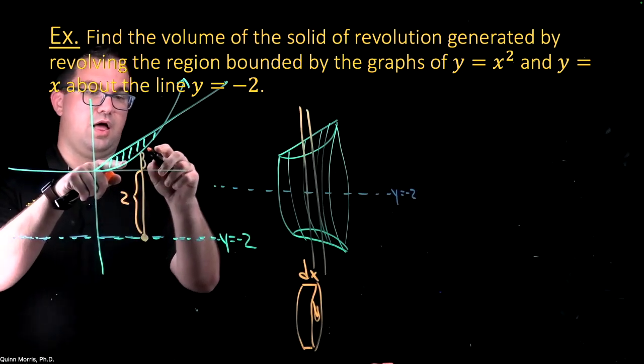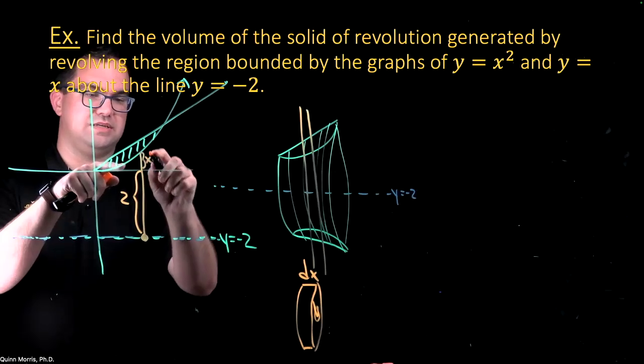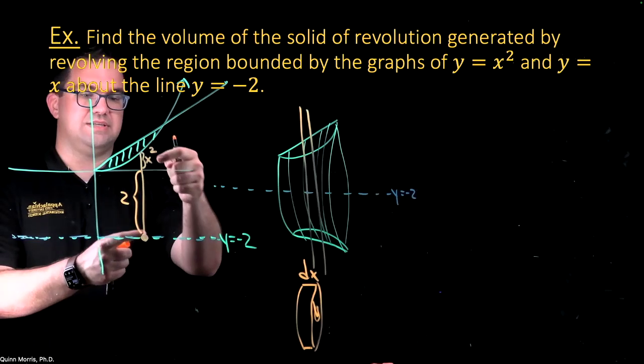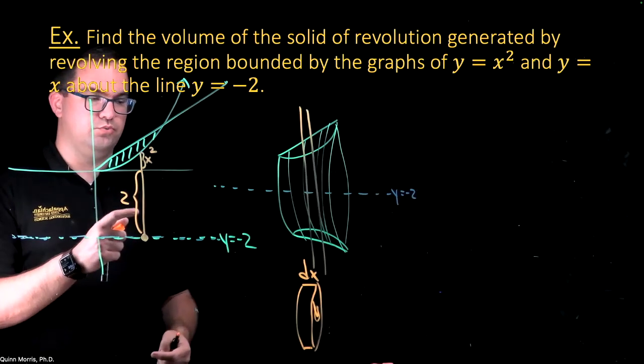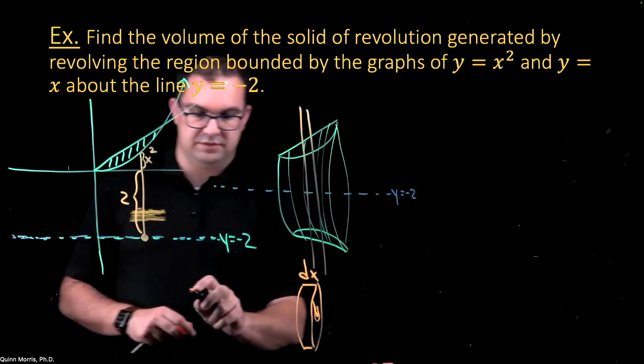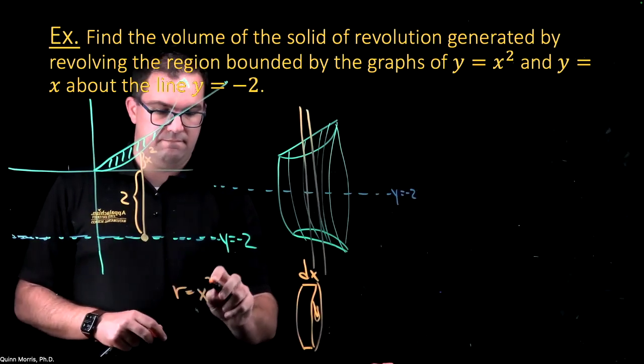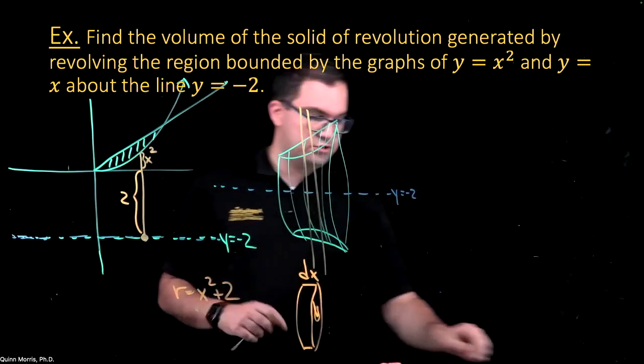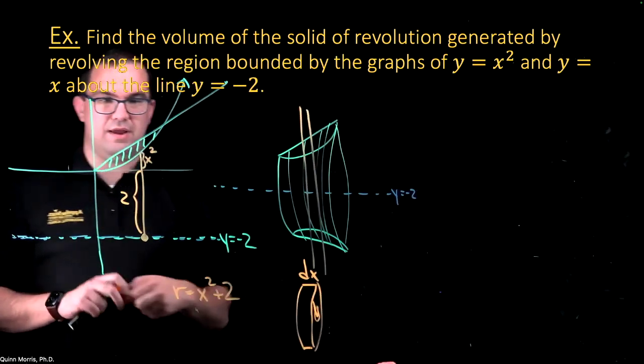But it's on the line y is equal to x squared, so this distance is just x squared, okay? So this total distance here is x squared plus 2. So my inside radius is x squared plus 2. Now we'll do the same sort of analysis for my outside radius, right?